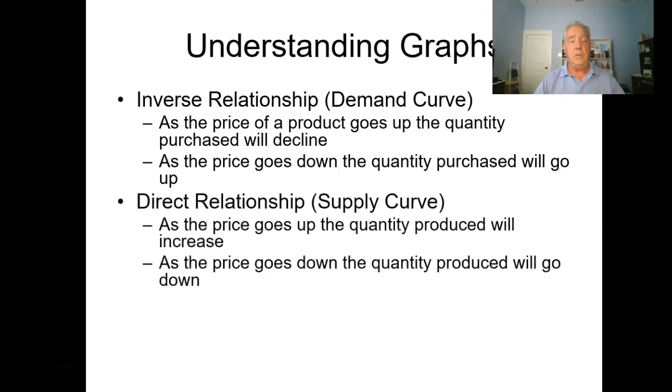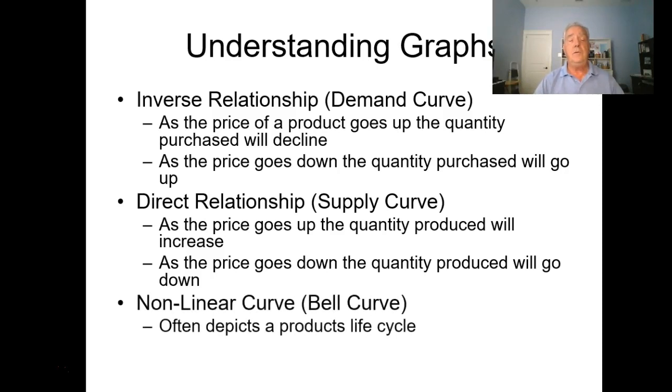On the supply side, however, it's different. The price goes up, the producer will be encouraged to produce more and make more money. The price goes down, he's probably going to try to produce less. Now, the difference between the demand and supply curve that you have to remember is the demand curve always represents us, the consumer, and the supply curve, when we're talking about a commercial market now, always represents the producer, the one who's producing the product and selling it to us.